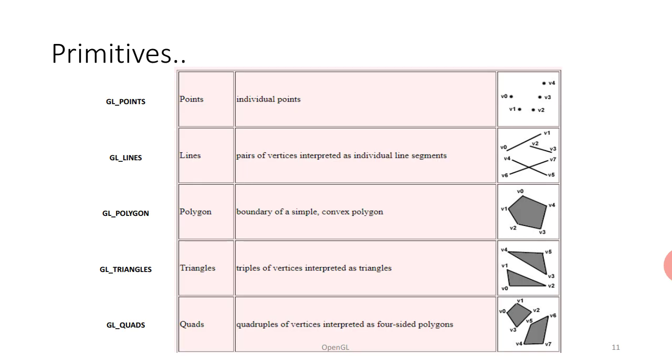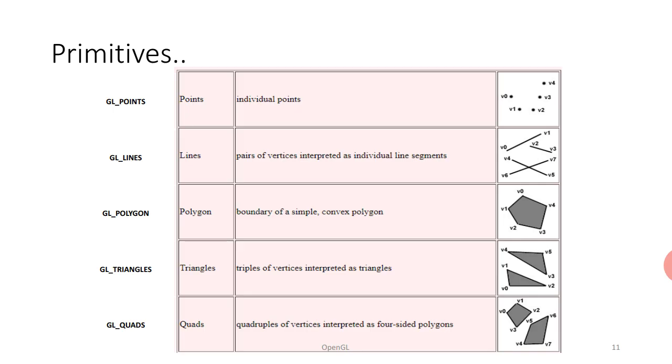Let us see different primitives available in OpenGL. There are 10 primitive operations available in OpenGL. Let us see each one by one. First one is GL_POINTS. It is used to draw points. That is, individual points can be drawn using this primitive.